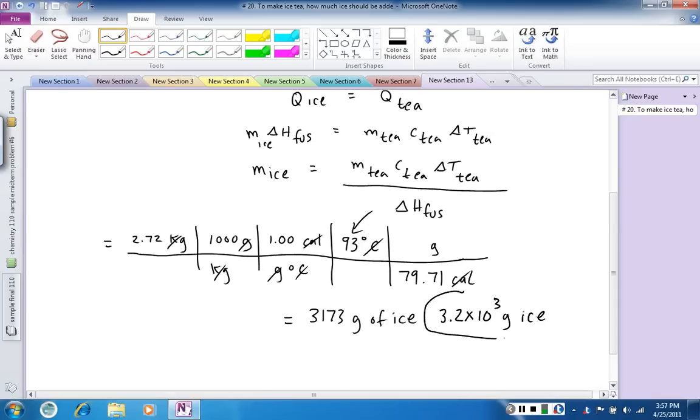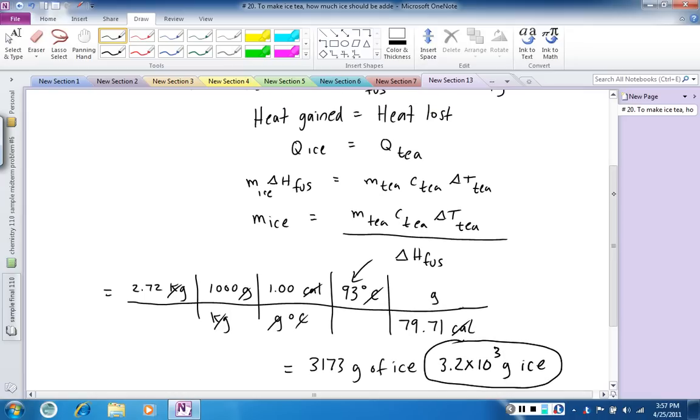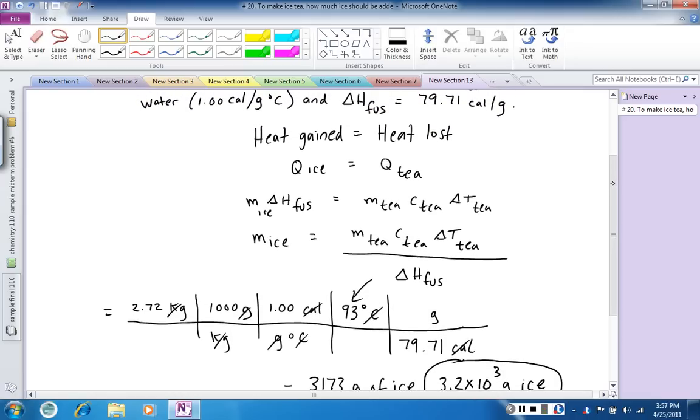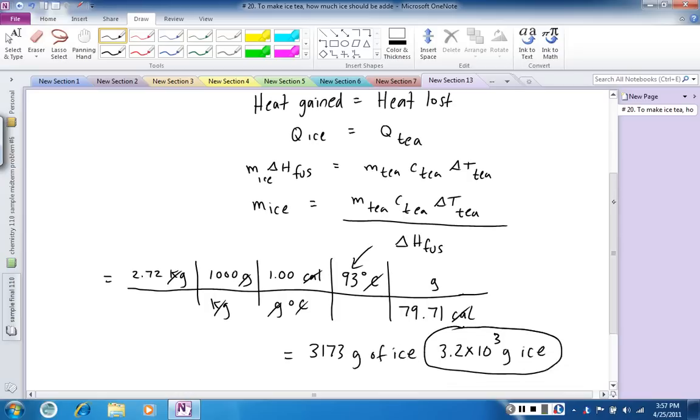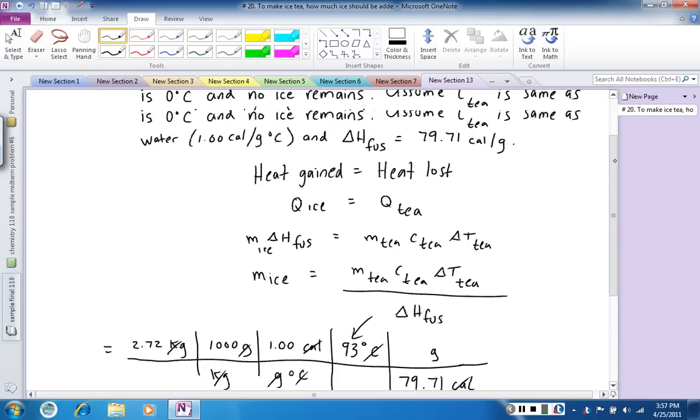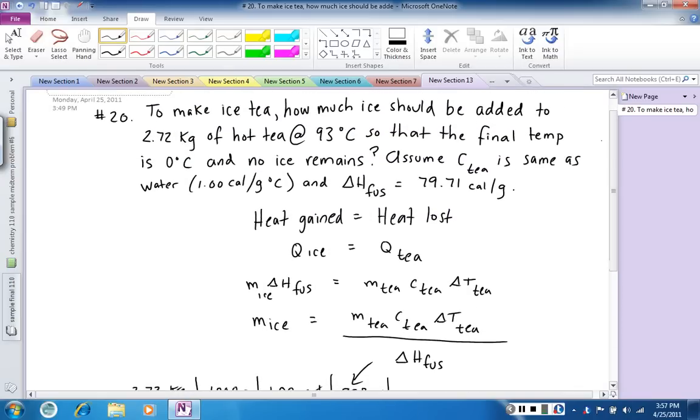So that's a heck of a lot of ice you're going to add to it, but then again, you have a lot. You have almost 3 kilograms of tea to start with. So this is number 20 on the sample final.